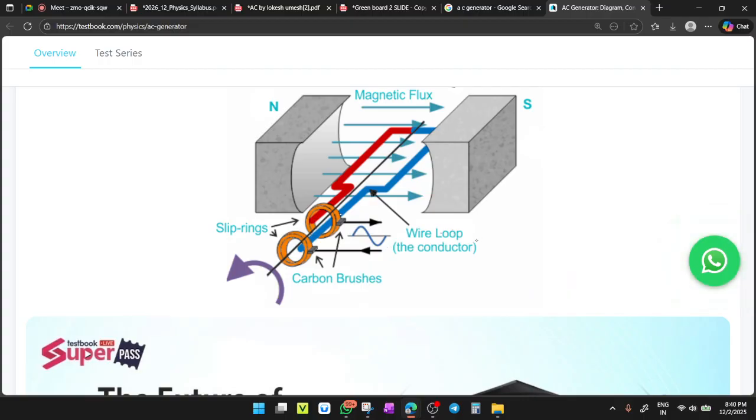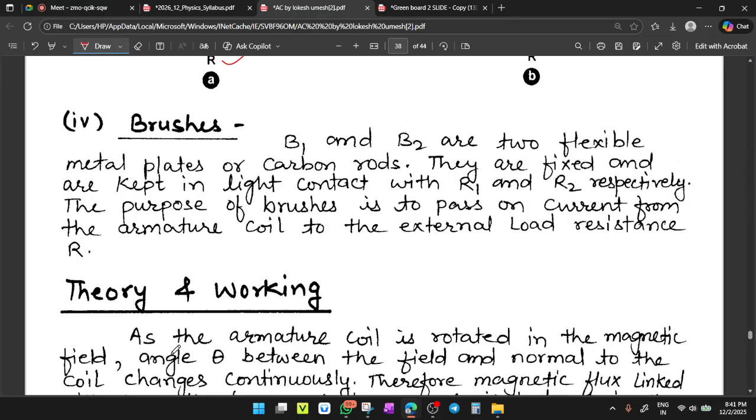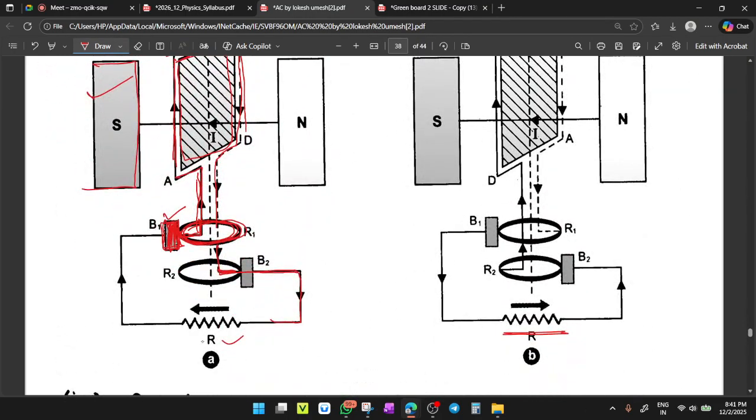Clear or not clear? So two terminals are there. The red one becomes the first terminal, and the blue one becomes the second terminal. Clear, beta? Now, next, carbon brushes. What are carbon brushes? Here, B1 and B2 are carbon brushes. In the diagram, you see carbon brushes. These convey the electricity to the outer circuit.